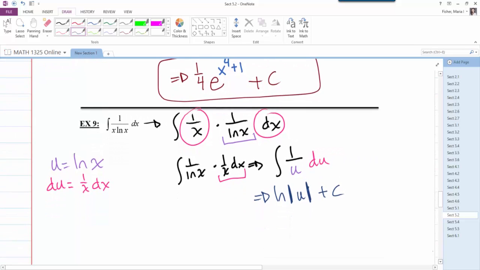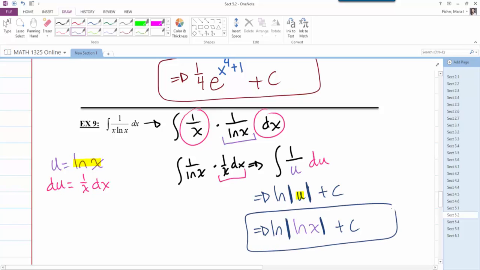Lastly, I don't want my answers in u's. I want my answers to be back in x's. So this then in the end becomes the natural log of the absolute value. Instead of u, I write the natural log of x plus c. So the integral of 1 over x natural log of x dx is equal to the natural log of the absolute value of the natural log of x plus c.